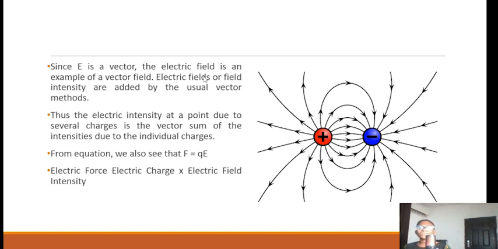Since E is a vector, the electric field is an example of a vector field. Electric fields or field intensities are added by the usual vector methods. Thus, the electric intensity at a point due to several charges is the vector sum of the intensities due to individual charges. So if you want to know the total intensity at a point, you have to add the intensities together. So we can see that F is equal to QE, and E is equal to F over Q. So electric force is equal to electric charge times electric field intensity.